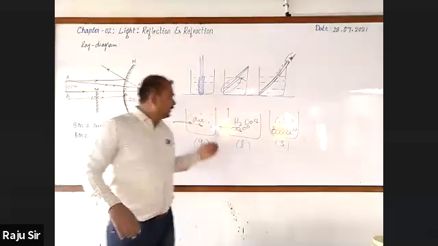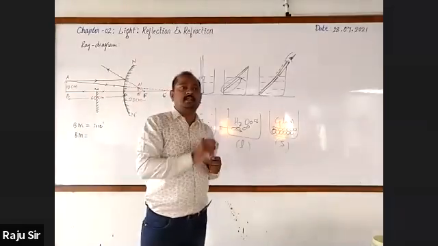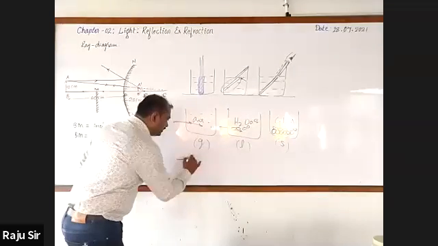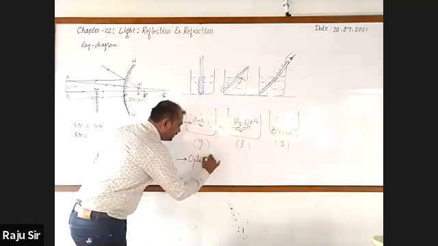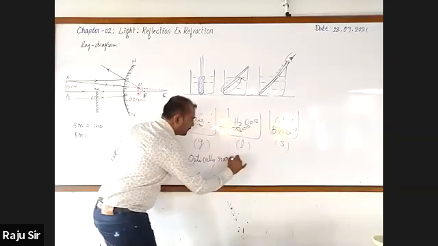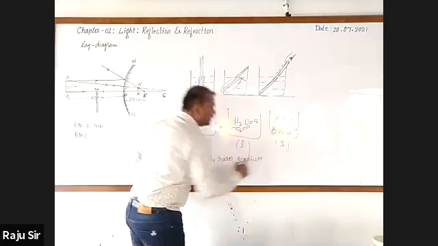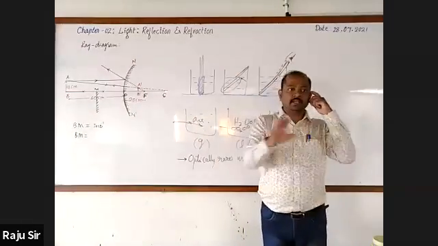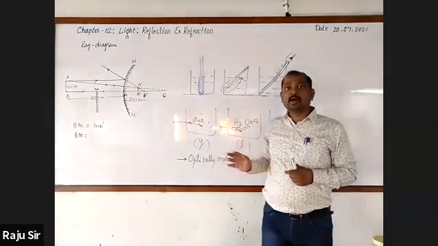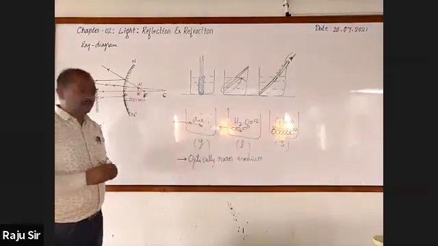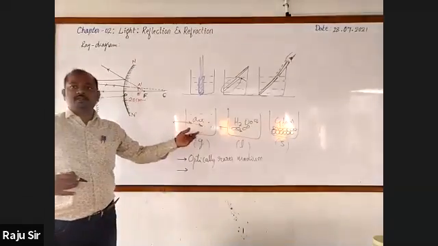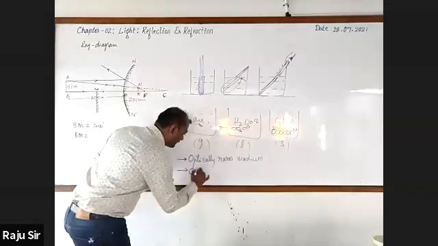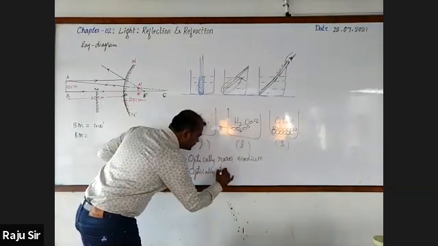The medium in which light can travel easily or faster is called optically rarer medium. Then a medium in which light travels slower is called optically denser medium.